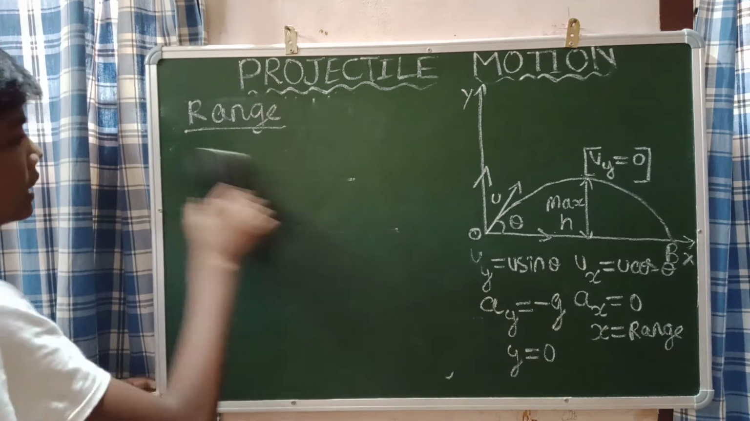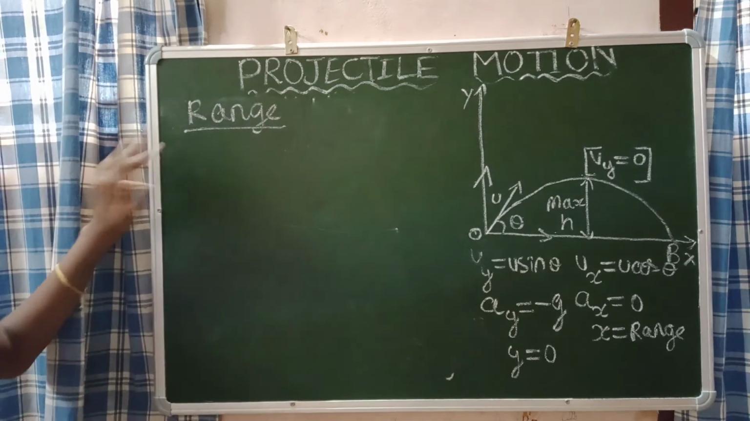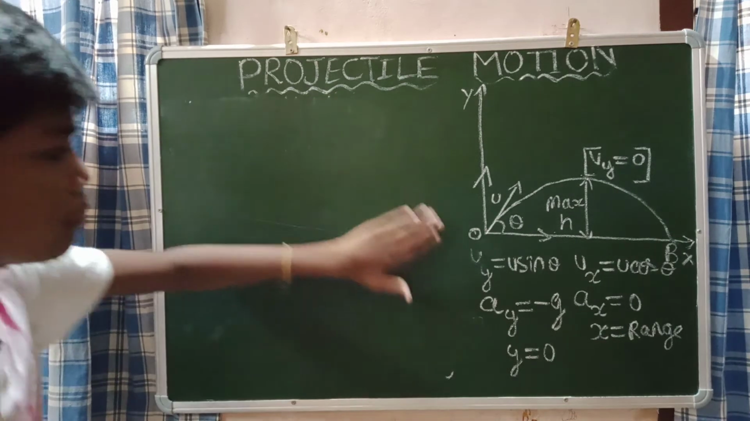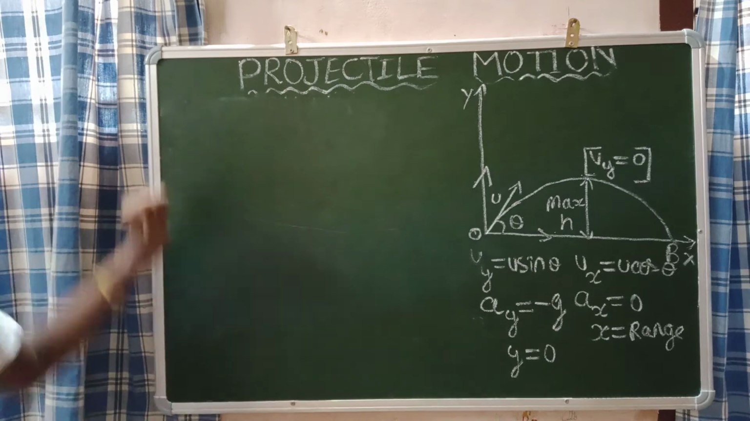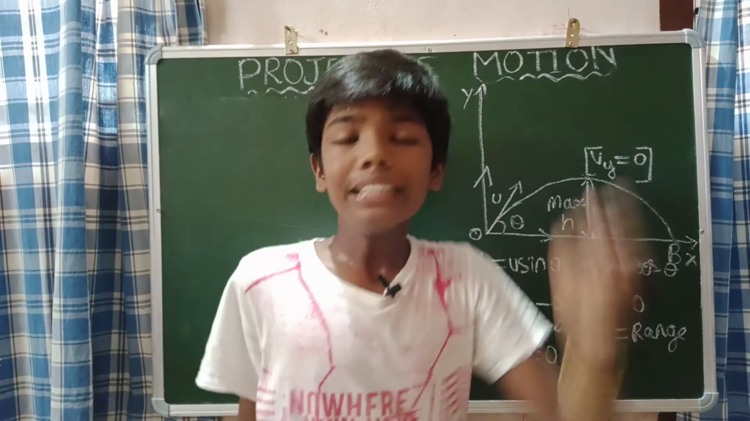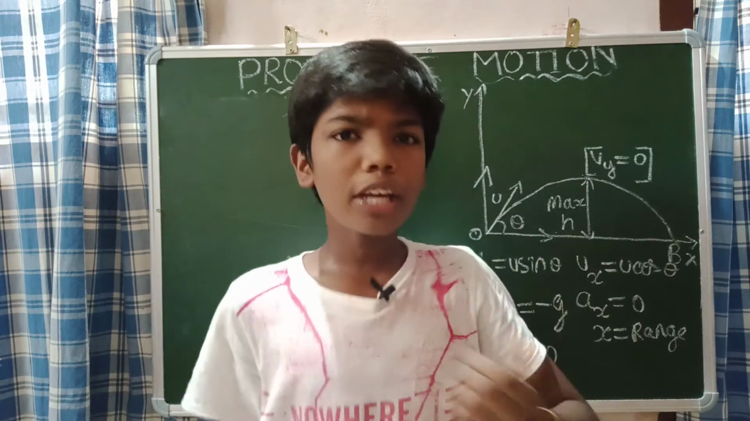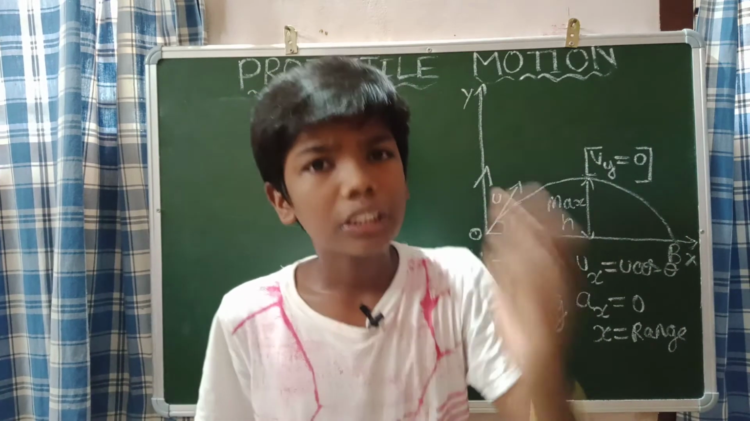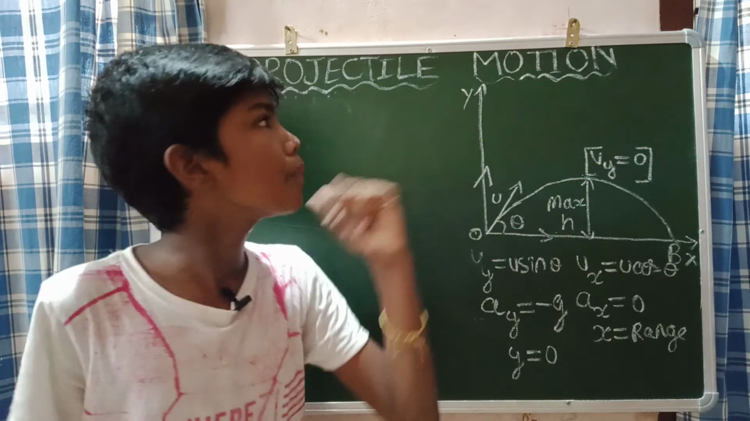This range is equal to u square sin 2 theta by g. Okay. So guys, let us move on to our derivation of our maximum height. How to derive our maximum height, guys? Here also, guys, we're going to use the second kinematic equation based on y component. That is what we are going to use here. Second kinematic equation based on y component will help us to find the maximum height.